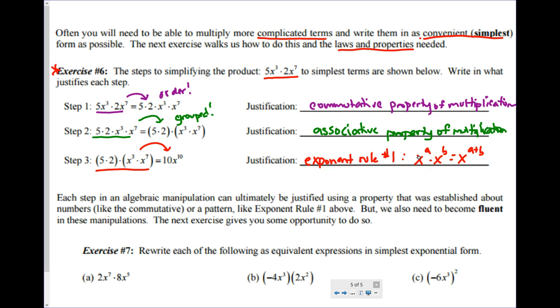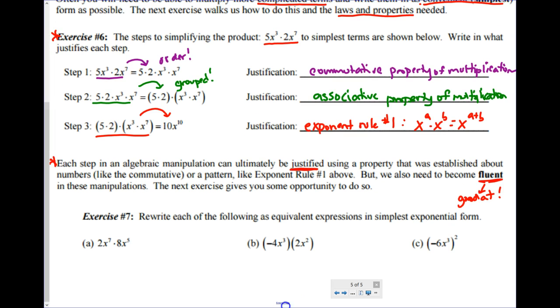Finally, let's move on to the last section. Each step in an algebraic manipulation can ultimately be justified, meaning explained, using a property that was established about numbers, like the commutative, or a pattern like the exponent rule above. But we also need to become fluent. Fluent means good at, right? We need to become very good at these manipulations. This next exercise gives us the opportunity to work with that.